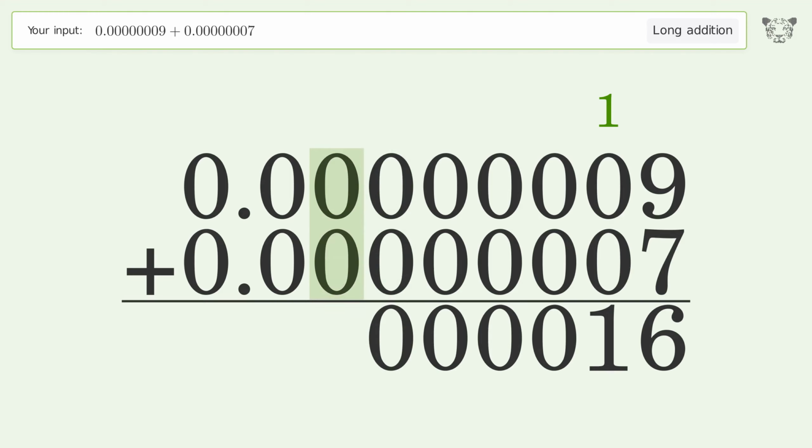0 plus 0, equals 0. 0 plus 0, equals 0. 0 plus 0, equals 0. And so the final result is 0.00000016.